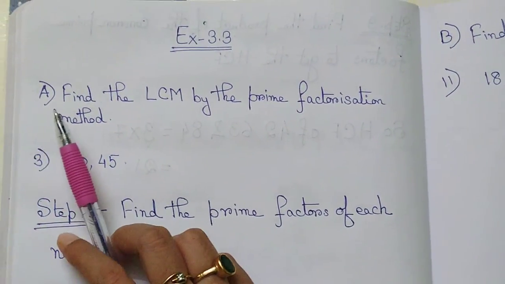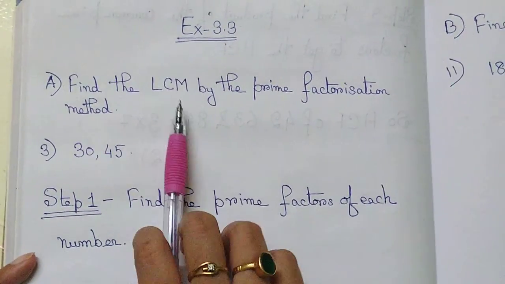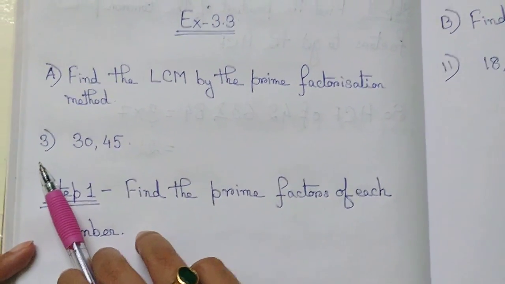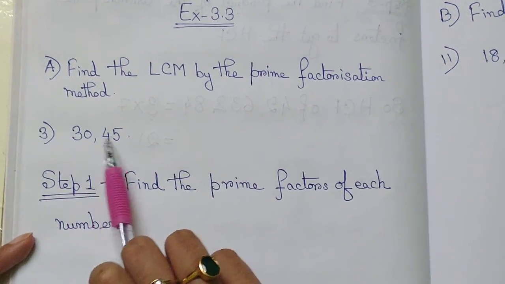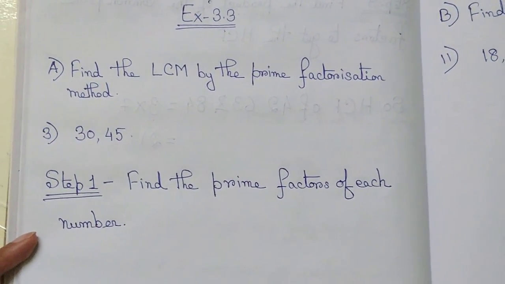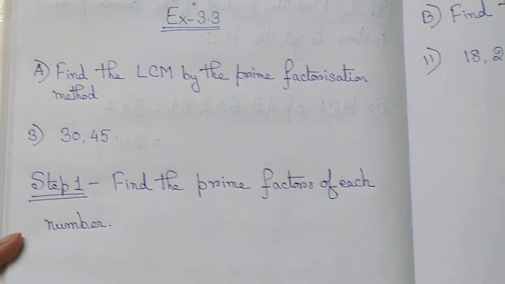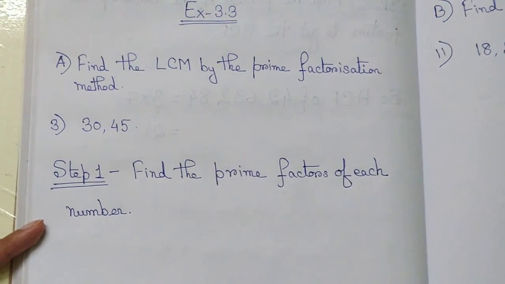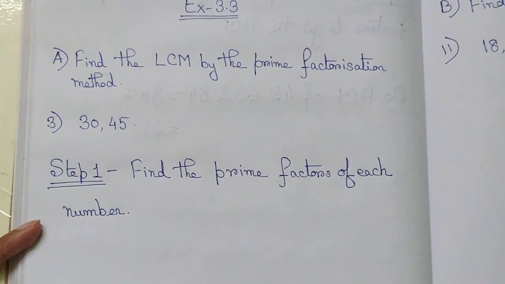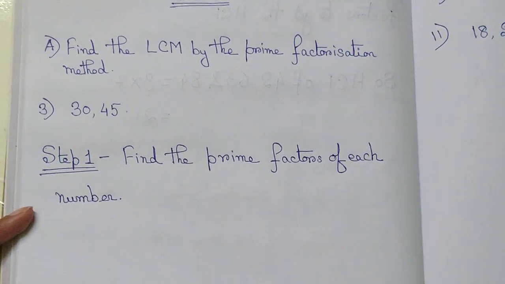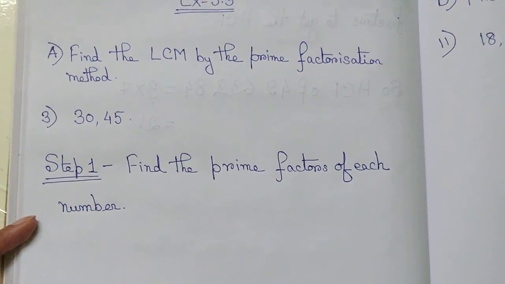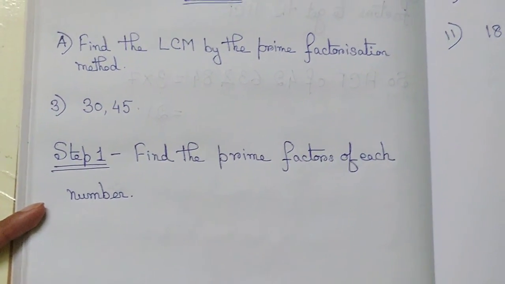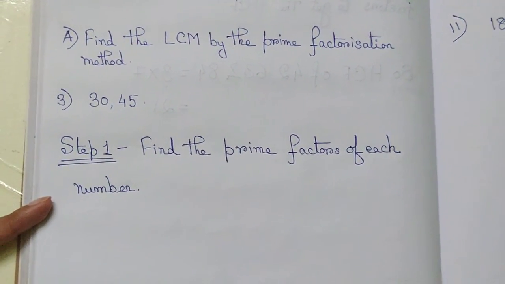Exercise 3.3, sum number A. Find the LCM by the prime factorization method. I am going to solve sum number 3. 30 and 45, two numbers are given. I need to find out LCM by prime factorization method. Since the method name is mentioned in the question, students need to follow that particular method only. If any method is not mentioned, then a student can follow any method he or she feels like.